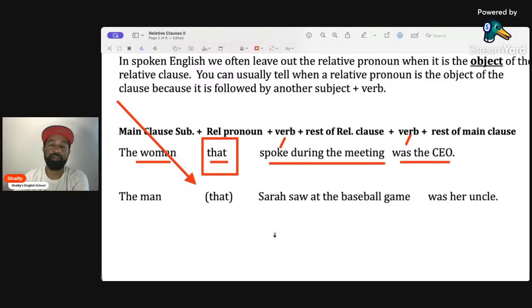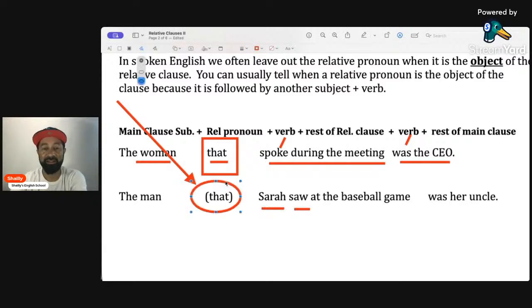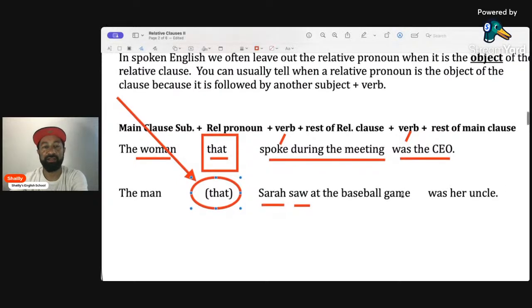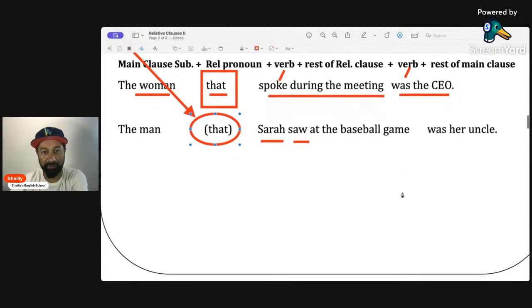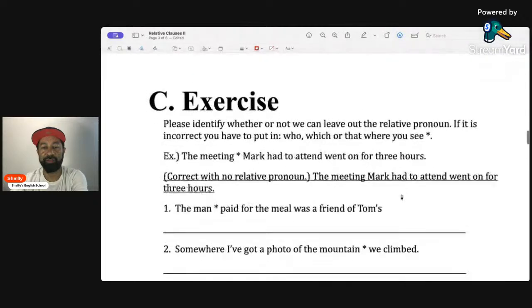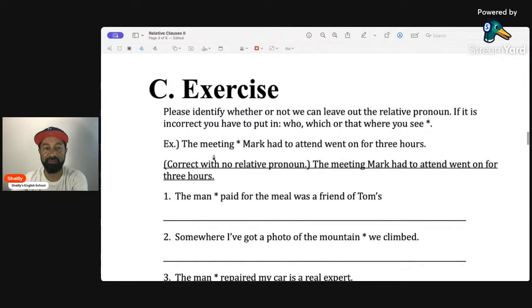All right, so just be careful. Remember that if it's a subject and verb, then I don't need this word. But if you put it, it's completely fine. So let's practice that. Let's practice, when do I need the relative pronoun? When do I not need the relative pronoun? So for example, we're going to look at the next exercise.